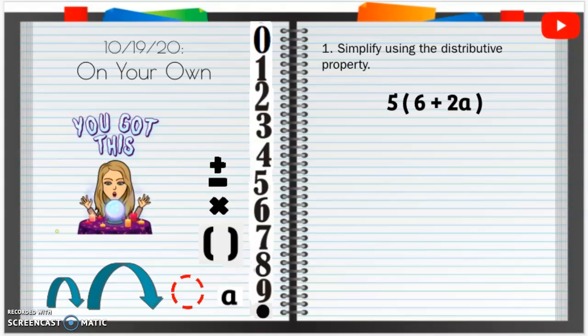October 19th, 2020, on your own. Number 1, simplify using the distributive property.